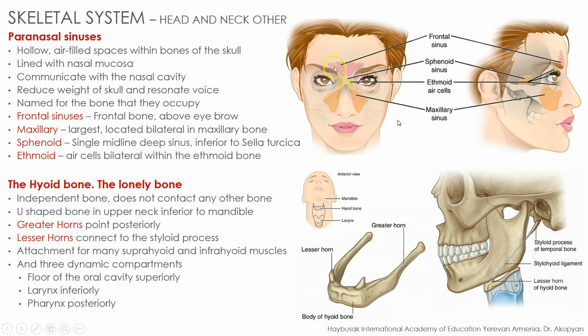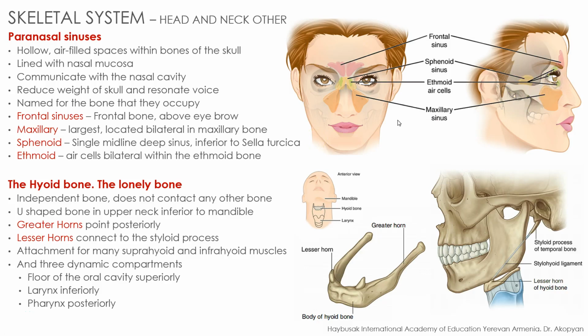The frontal sinuses are in the frontal bone, superior and lateral to the midline. The maxillary sinuses are the largest, located bilaterally in the maxillary bone, superior to the superior alveolar processes. The ethmoid and sphenoid sinuses are in the respective ethmoid and sphenoid bodies.